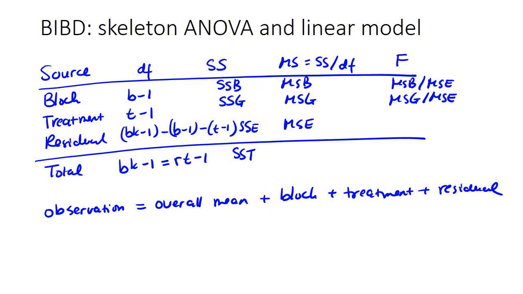In RCBD, each block contains a complete set of treatments. So the total experimental unit is BT and the total degree of freedom is BT minus 1. In BIBD, each block has a size of K, where K is a subset of treatments. So the total experimental unit is BK and the degree of freedom is BK minus 1. Therefore, RCBD and BIBD also have a different residual degree of freedom.